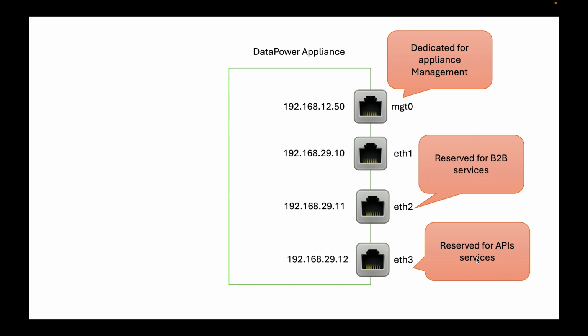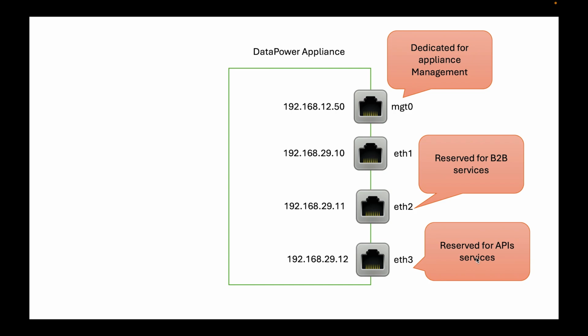So far, so good. But then the developer also wants to create an API service. So he will use 192.168.29.12. Okay, fine. The question is, how would the developer know that this .11 is for B2B services and this IP address ending with .12 is for API services? Well, one way is that you send them email communication, but that's not a very good way of managing this. So to solve this problem, we have the concept of host aliases.